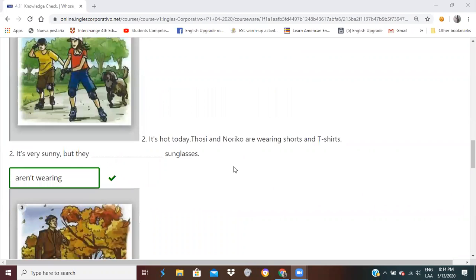It's hot today. Tosi and Noriko are wearing shorts and t-shirts. It's very sunny, but they aren't wearing sunglasses.